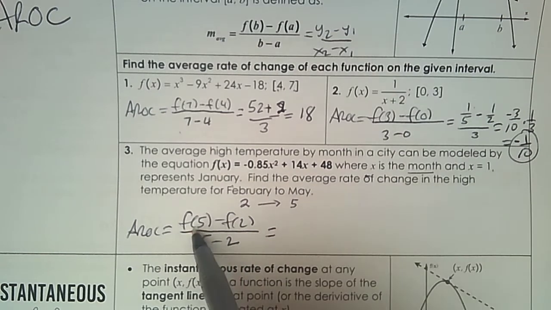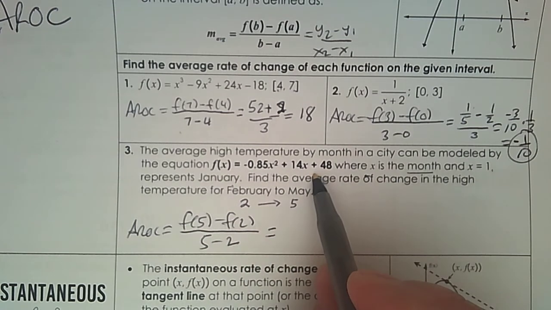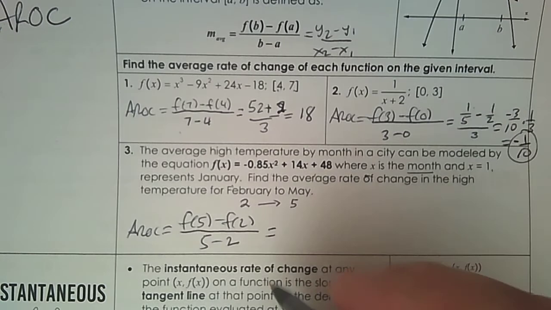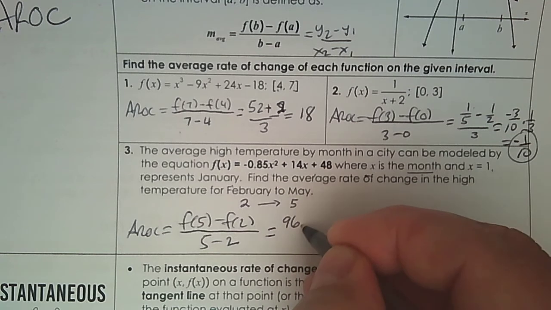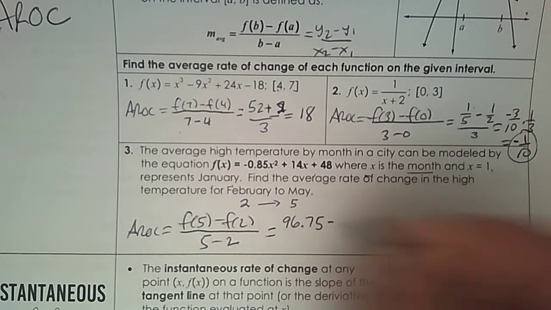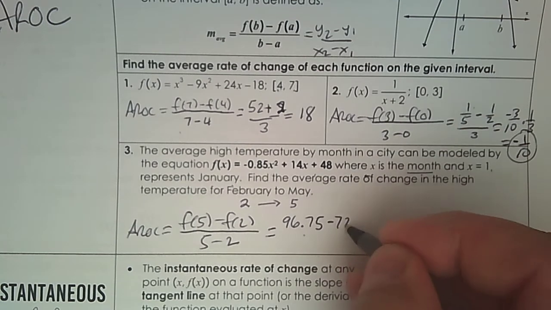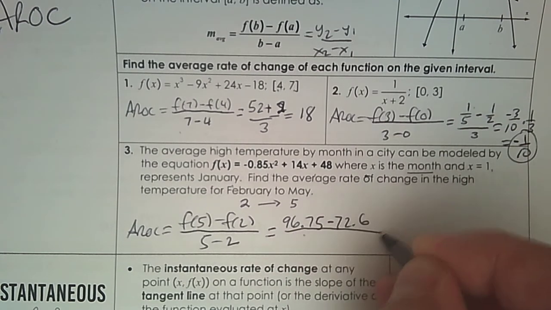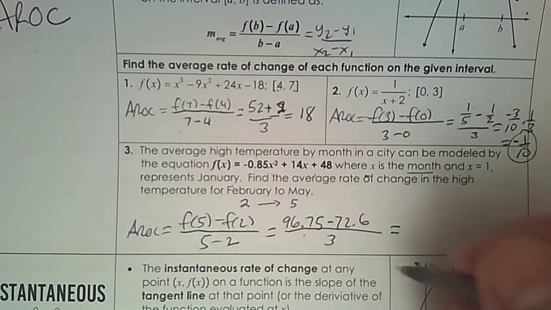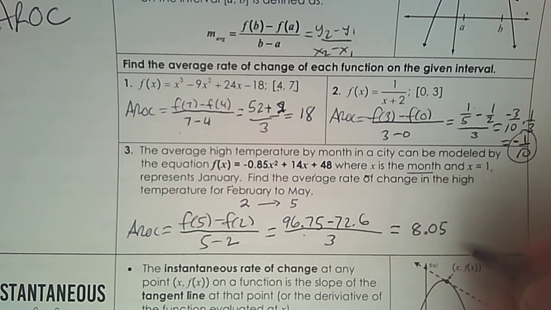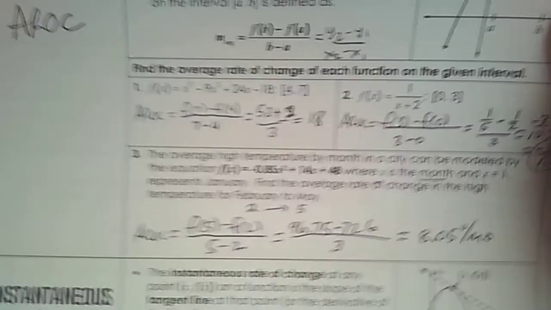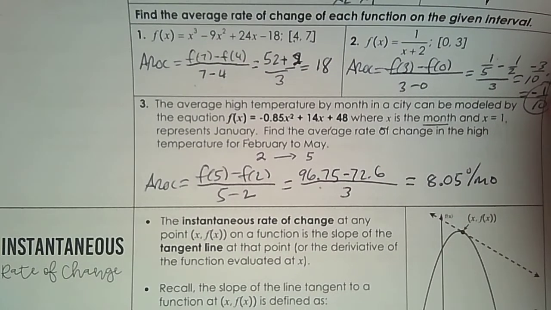So use a calculator or Desmos. I'm not going to show you Desmos. You can easily just plug that in and you get the answer 96.75. That's the average temperature in May. Plug in 2 and you get 72.6. That's the average temperature in February divided by 3. Put that all together. And the average rate of change is around 8 degrees per month. So on average, the temperature increases by 8 degrees every month from February to May.